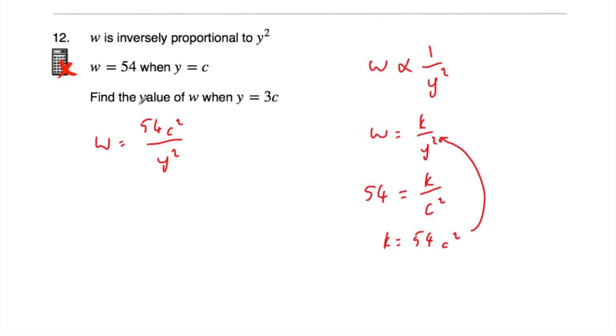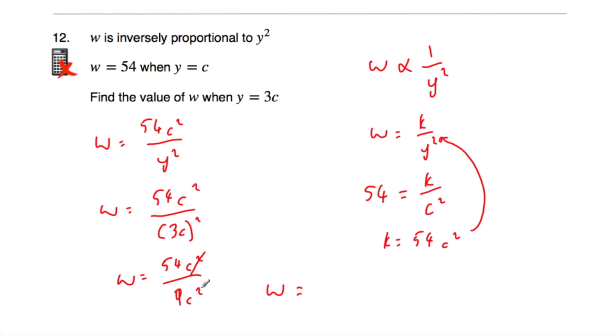Then if we carry on with the question, we've been asked to find the value of W whenever Y is equal to 3C. So we're now going to substitute in 3C for the value of Y. So we're going to get that W is equal to 54C squared divided by 3C in brackets and then squared. Well, 3C times 3C is 9C squared, so we get that W is equal to 54C squared over 9C squared, just squaring the 3 and the C. And then if we do our division, we'll find out what W is. C squared divided by C squared is 1, they cancel out, and 54 divided by 9 is equal to 6. So that means that W is equal to 6, and that's it.